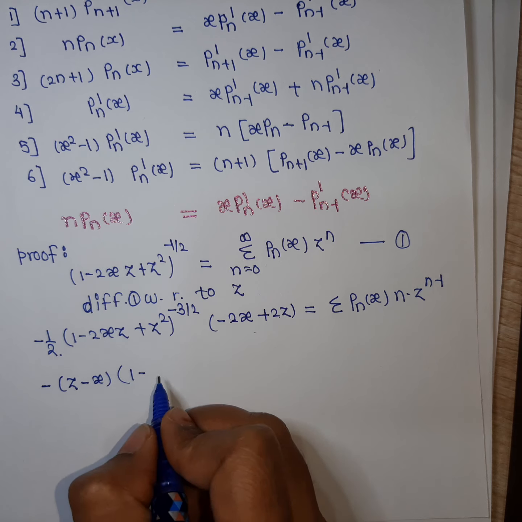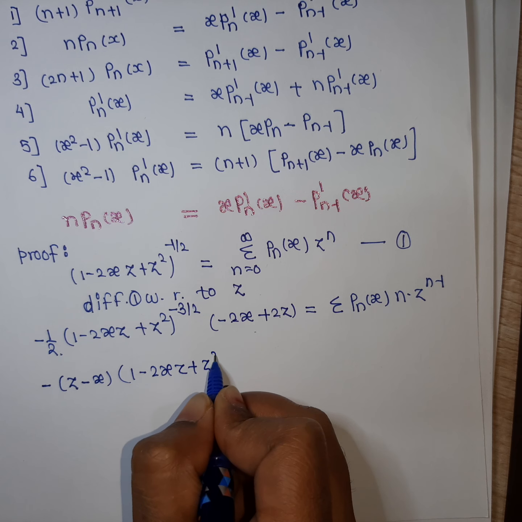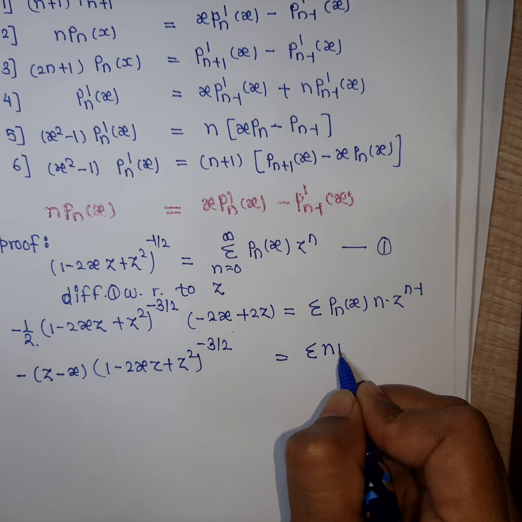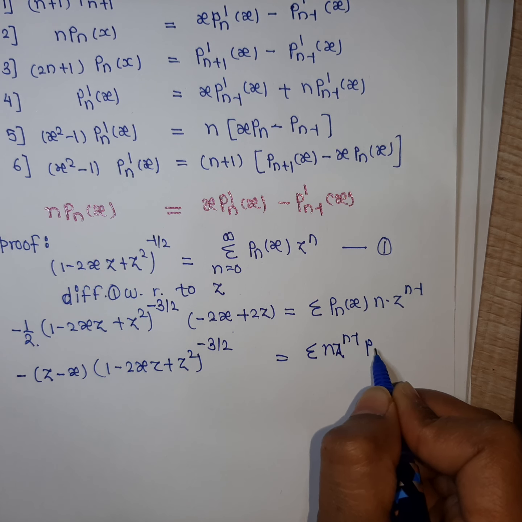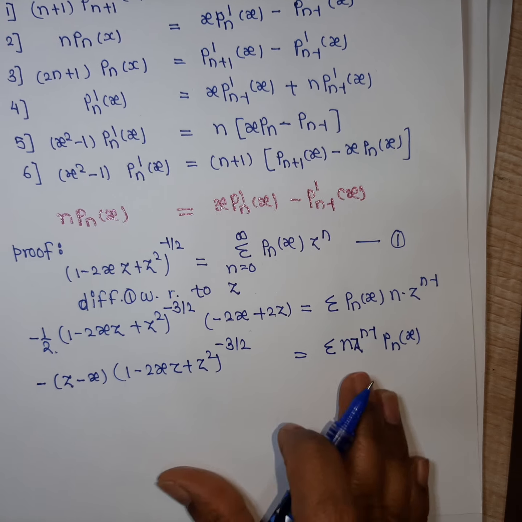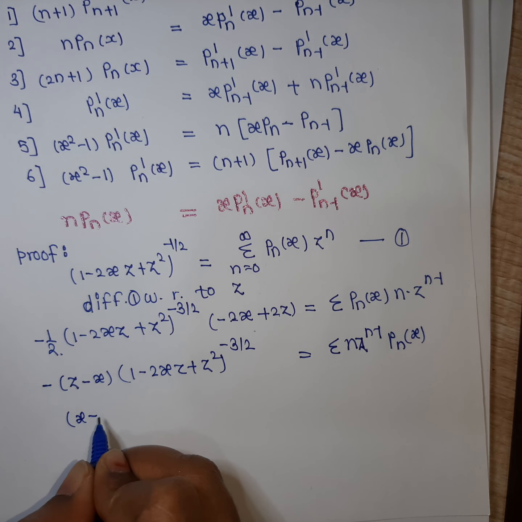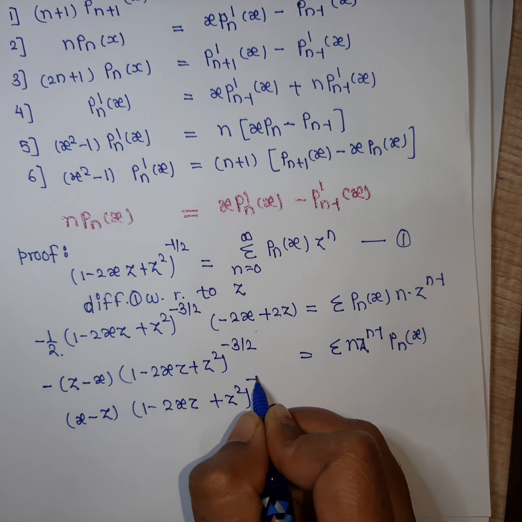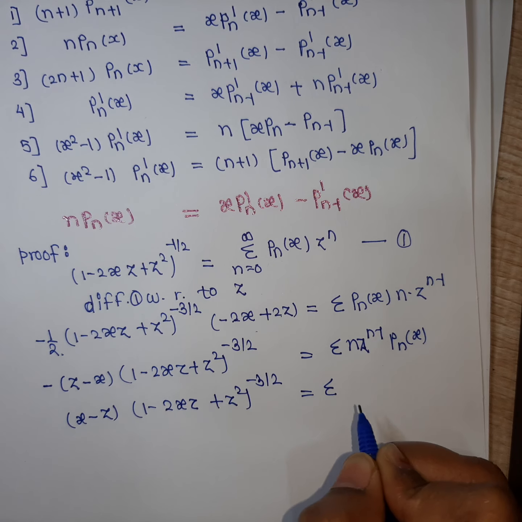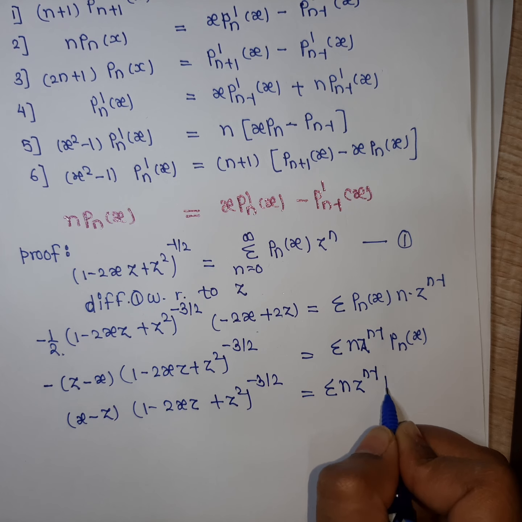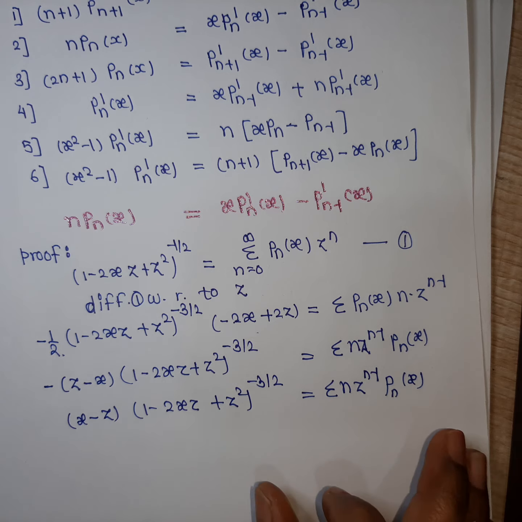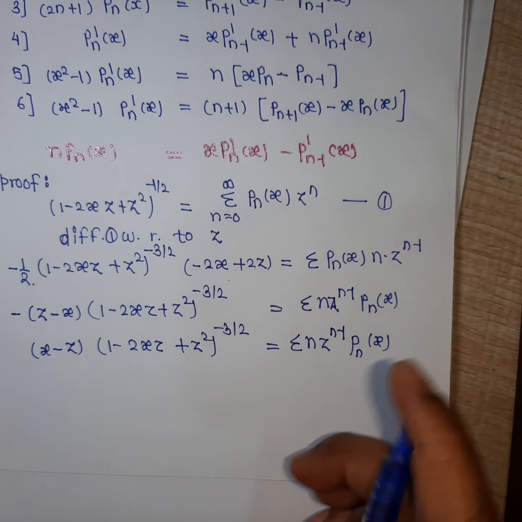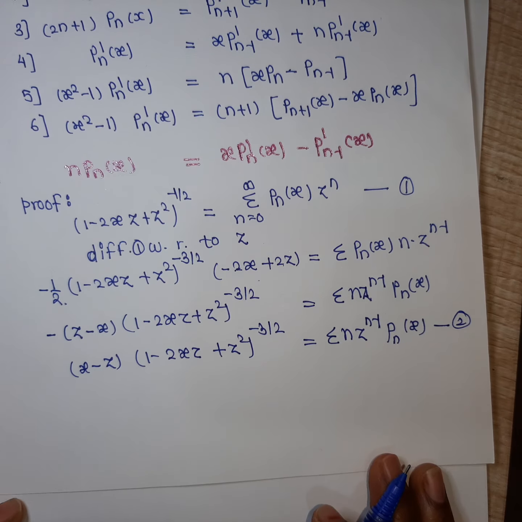I will take one more step. (1 minus 2xz plus z square) whole power minus 3 by 2 is equal to summation n z power n minus 1 Pn of x. Multiply by this minus, then we will get (x minus z) (1 minus 2xz plus z square) whole power minus 3 by 2 is equal to summation over n z power n minus 1 Pn of x.